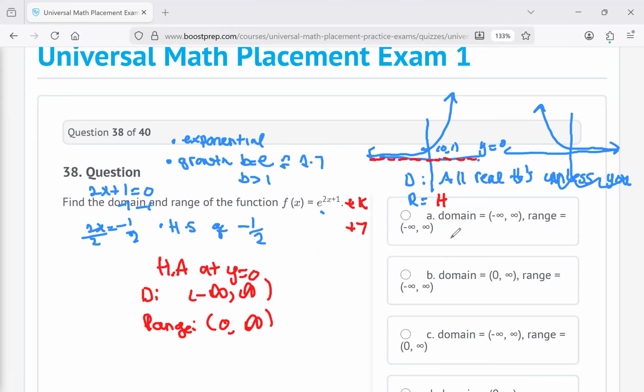Okay, so is it A? No. Is it B? No. Is it C? Domain is all real numbers, range is from 0 to infinity? Yeah, I'm going to say C. Okay, so that is a little introduction of exponential functions, exponential graphs.